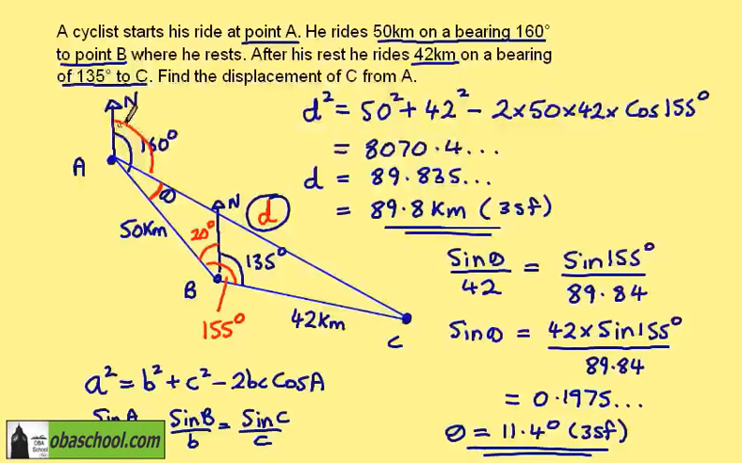Remember, that is the angle theta, and we want this angle. So the angle we want is 160 take away theta, which is 148.6 degrees. So our final answer is 89.8 kilometers on a bearing of 148.6 degrees.